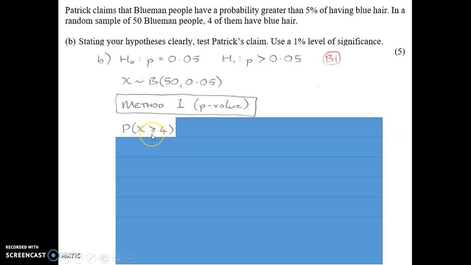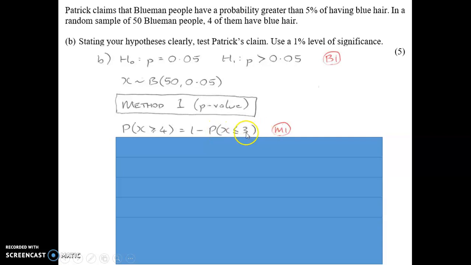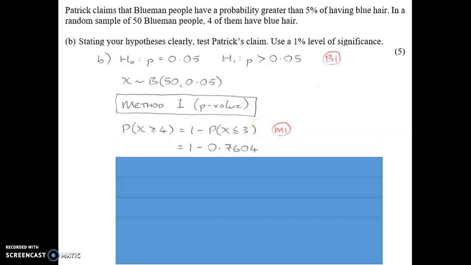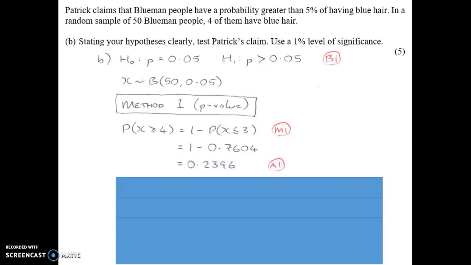Our calculator won't work that out directly, so we have to rewrite it in this form because our calculator will work that out. And at that point, once you've written it in this form, you can get your first method mark there. We can then stick the right hand side into our calculator and we eventually get the probability of X being greater than or equal to 4 being that. So that's saying that if our null hypothesis is correct, if this is the distribution, then the probability of getting our test result or more extreme is quite small. But the question is, is it small enough?